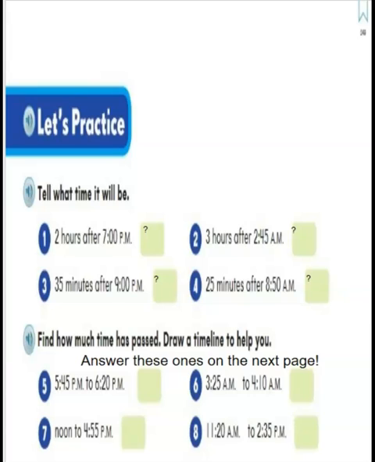Okay guys, this is the practice page that will be in Google Classroom. Sorry it looks so weird. I made it shorter. It was like 20 questions and it turned out like this, so we're just going to deal with it. So this one, the top part, it says tell what time it will be. So 2 hours after 7 p.m., you're just going to count 2 full hours. This one, you're starting at 2:45 a.m.